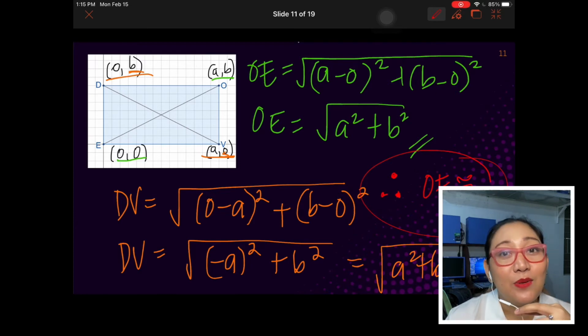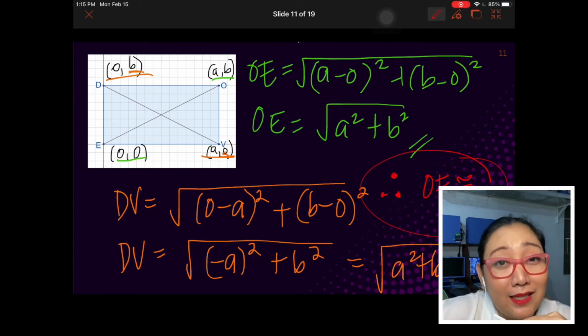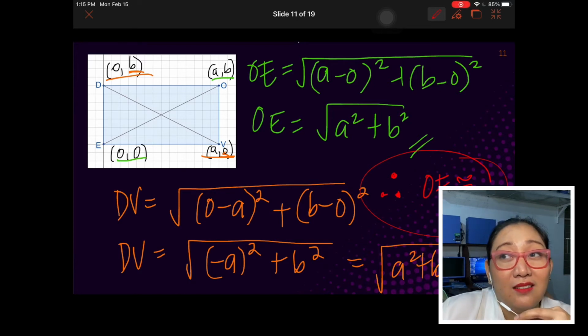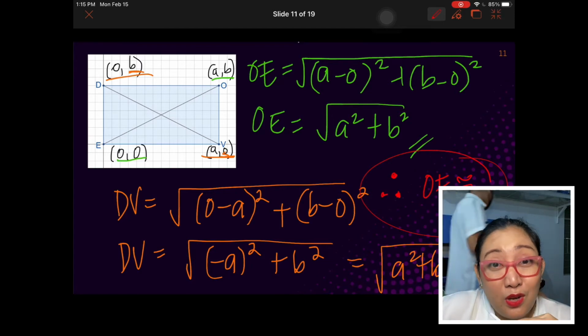Di ba? Gagamitin niyo rin ito kapag nagpo-prove kayo na ang isang quadrilateral ay isang rectangle. Paano? Halimbawa, may question: meron daw 4 points that represent a quadrilateral sa ating Cartesian coordinate plane. Now, you have to prove that that quadrilateral is indeed a rectangle.